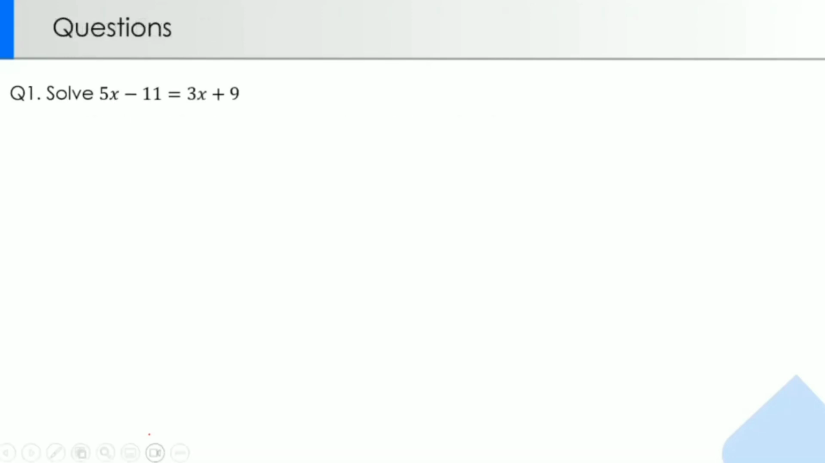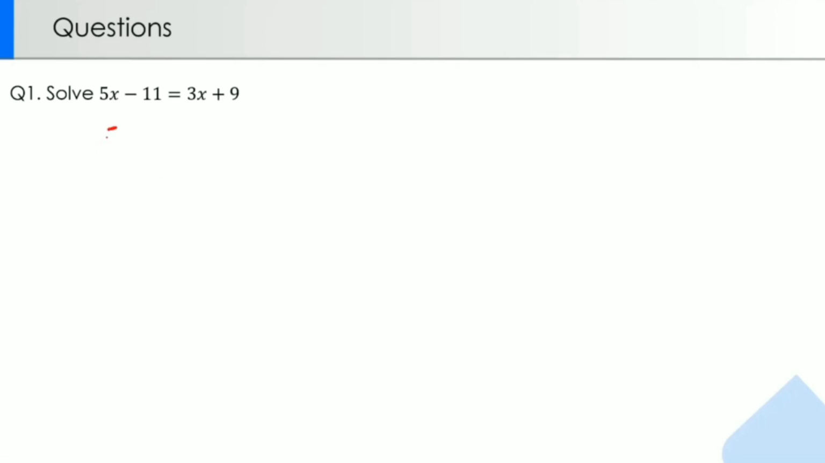Let us start the first question. Let us understand how to solve these linear equations. The first question on the screen is: solve 5x minus 11 equals 3x plus 9. A very basic question, but what you have to understand is that you are going to separate the terms which have variables and the constant terms. So let us do that. Let us rearrange this equation.